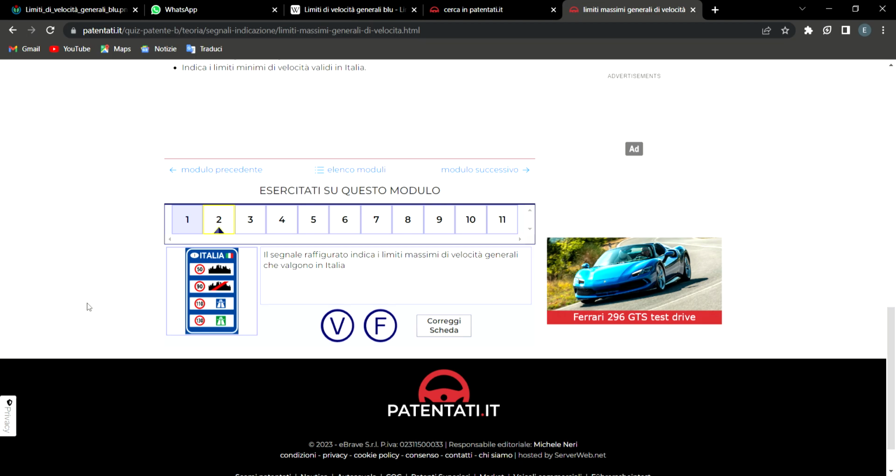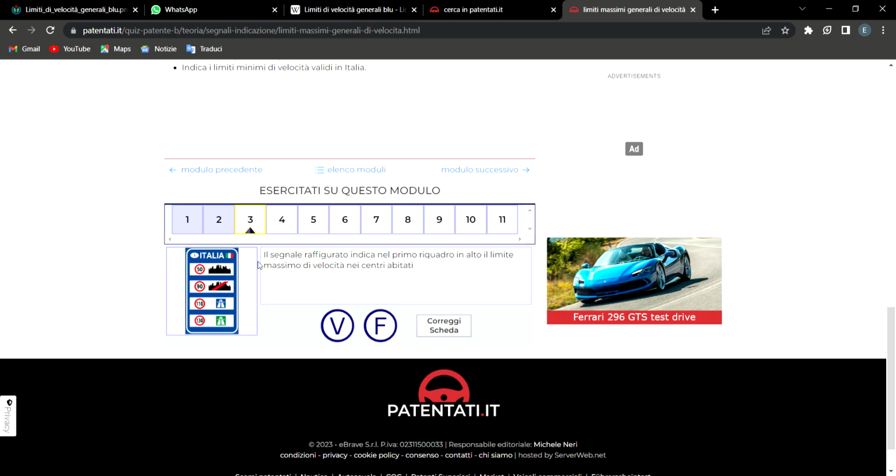Number two, it says il segnale raffigurato indica i limiti massimo di velocità generale che vengono in Italia. So this very sign only functions here in Italy. So the question says that this very sign functions here only in Italy, which enables people to know the maximum speed that they are allowed to drive on every road here in Italy. And it's also vero, it's true.